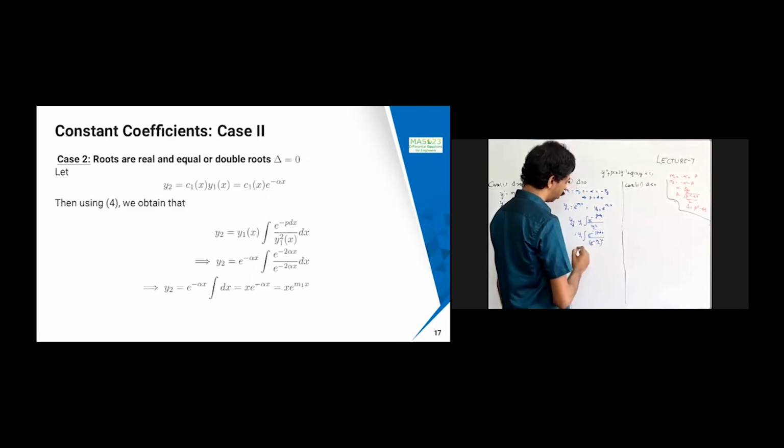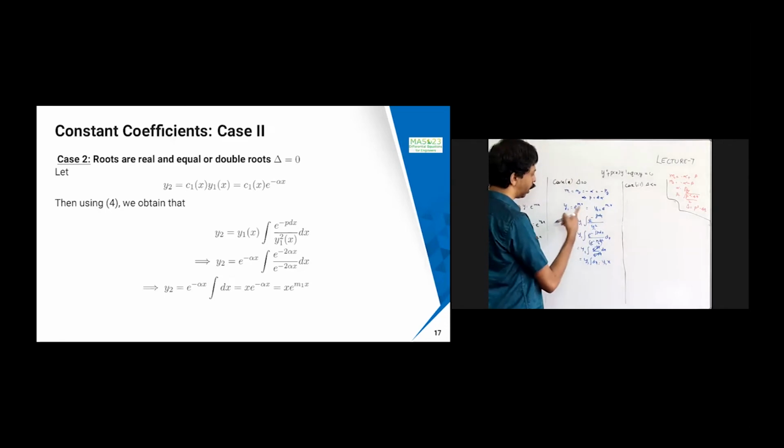So, minus p is a constant, so I can take it out. Therefore, this becomes e power minus px, since the 2 gets cancelled, into dx. So these two get cancelled. Therefore, we are going to get y1 into integral dx, that is going to be y1 into x.